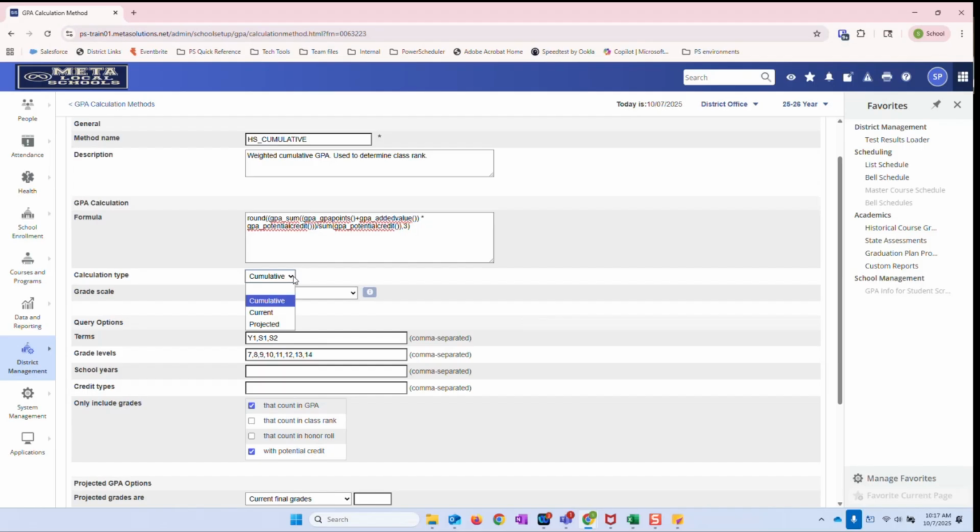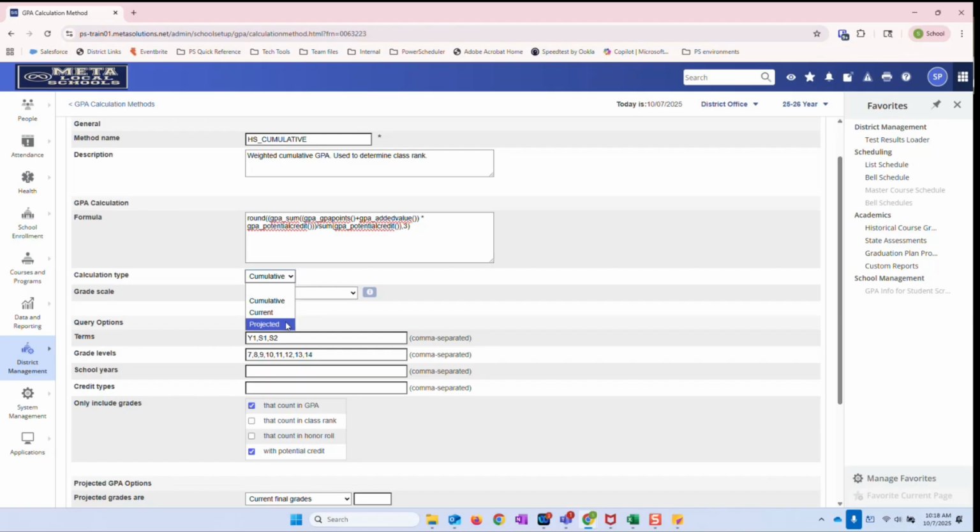I talked earlier about the 3 different calculation types. I referenced those when I was on the previous page, but I just wanted to point out where that's set on the GPA calculation here on this page. So you have a difference between your cumulative, which is looking at historical grades, your current GPA, which will look only at gradebook grades. And there is reasons to use that. So a lot of our districts are using a current GPA to determine where students are in the moment, how they're doing in the current term.